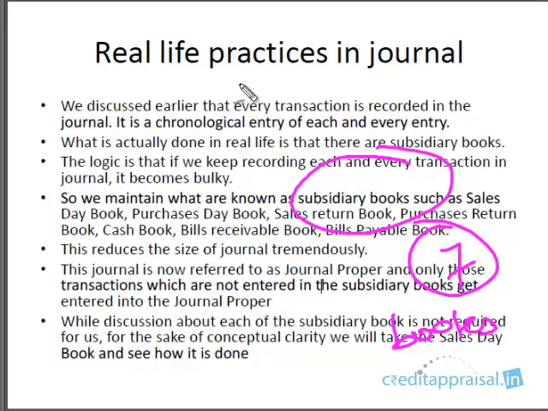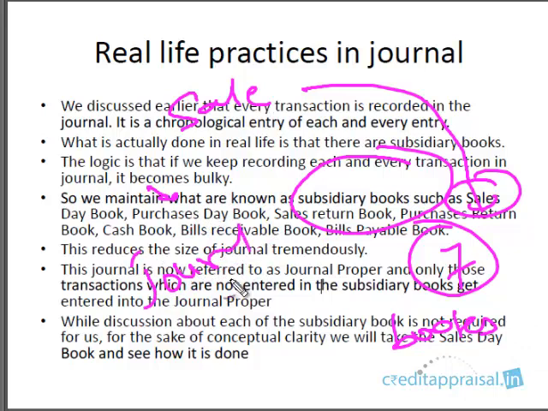So for example, we have made a sale. Let it be a cash sale or a credit sale, doesn't matter. So we dump it into the sales day book, okay? If it's a purchase, we put it in the purchase day book. So any transaction that doesn't fit into these 7 books, only those will be entered into the journal proper, okay?